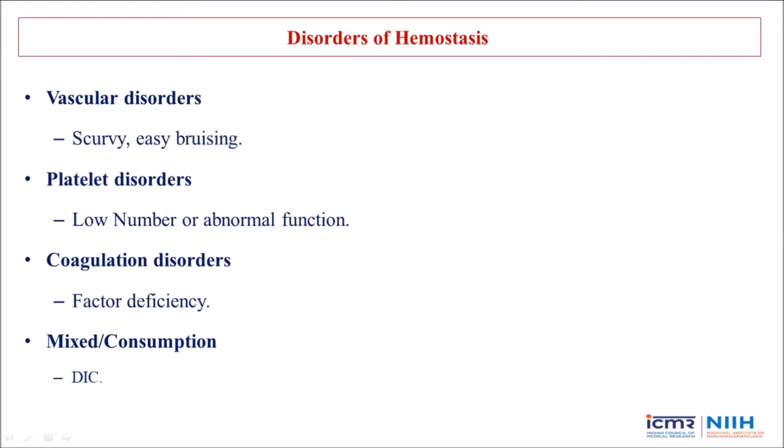Third, where the disorders can happen, is the coagulation disorders. That is hemophilia and deficiency of other rare bleeding coagulation proteins, factor deficiencies. And the last one is mixed or consumptive coagulopathy. That is very commonly called DIC, one of the forms where it is consumptive coagulopathy. It is an acquired form.